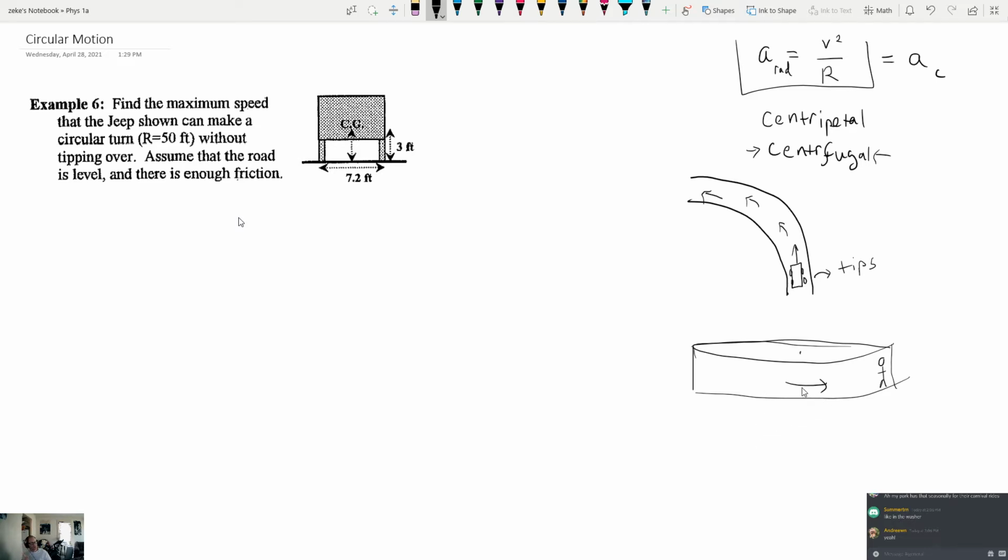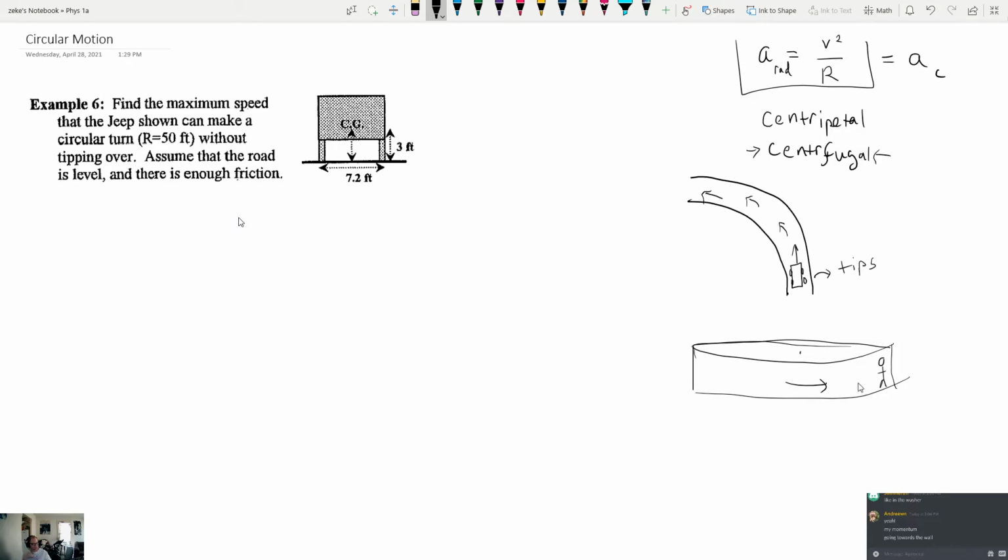So you could ask the question, in the washer or in this type of a ride, what is it that you're feeling? What force are you feeling when you feel yourself pushed into the wall? And there's really kind of two answers. So what is the answer? What is the force that you're feeling?